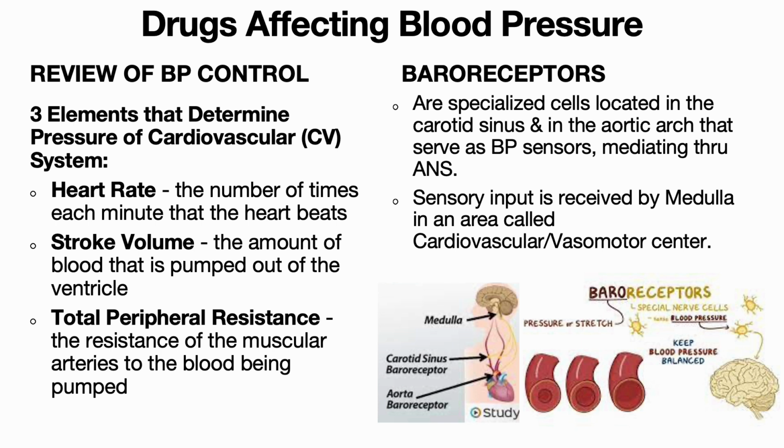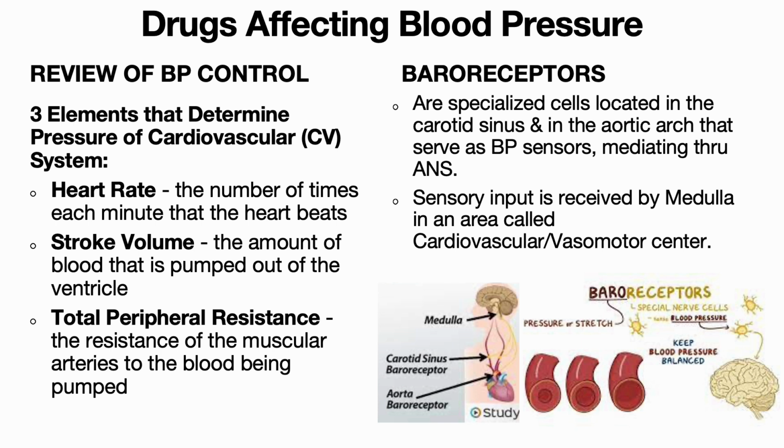So for that, we have the heart rate, which is the number of times each minute that the heart beats. Then the stroke volume, which is the amount of blood that is pumped out of the ventricle. And then we have also the total peripheral resistance, which is the resistance of the muscular arteries to the blood being pumped. The most important factor in determining peripheral resistance are the arterioles, being the smallest in diameter, which makes them able to almost stop blood flow into the capillary beds when they constrict, building up tremendous pressure in the arteries behind them as they prevent blood from flowing through.